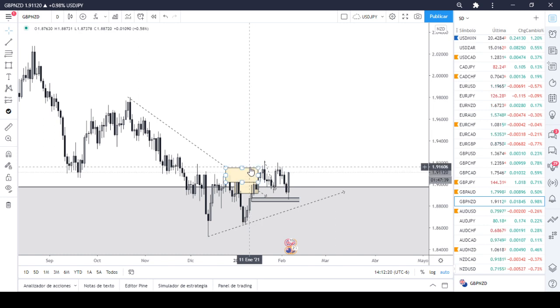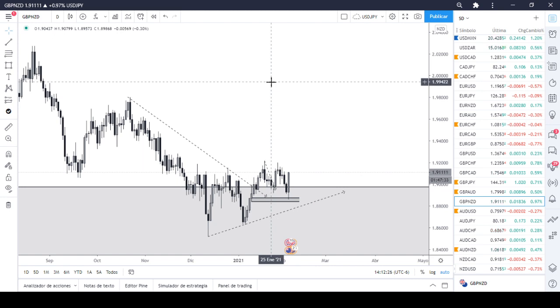Not only the supply zones being taken out, but also a daily trend line. So that's evidence. That's how I combine supply, demand, and simple price action that we all know. All right. So now I know what I want to do. I know what I have to do. I have to buy.